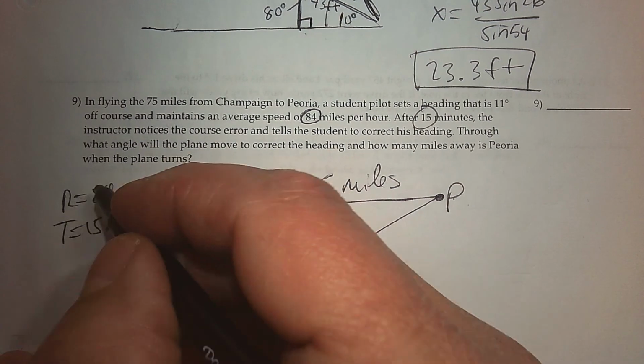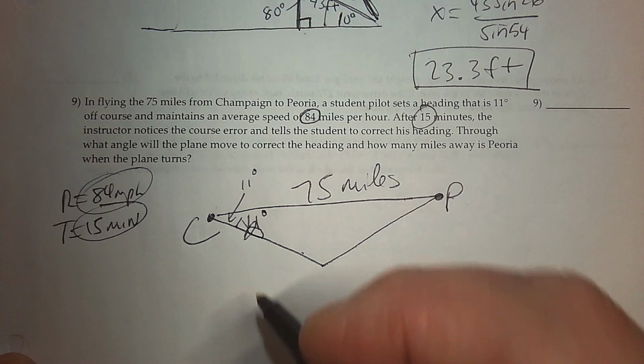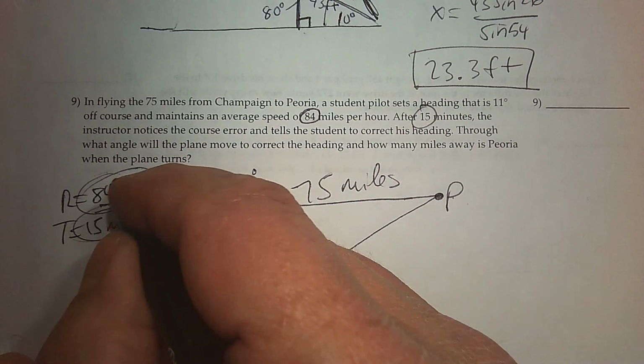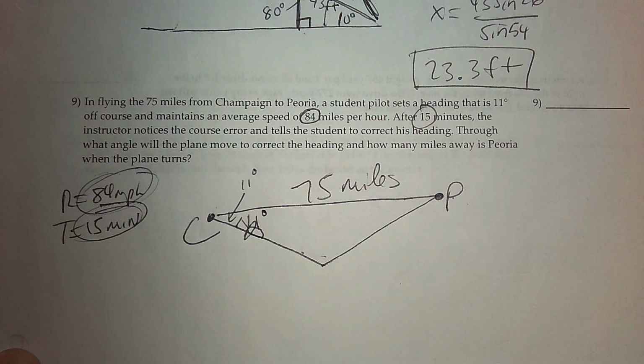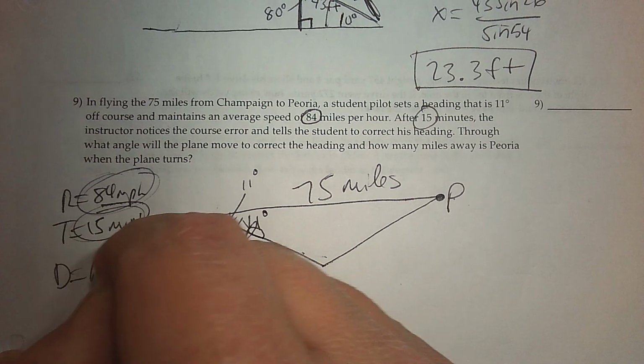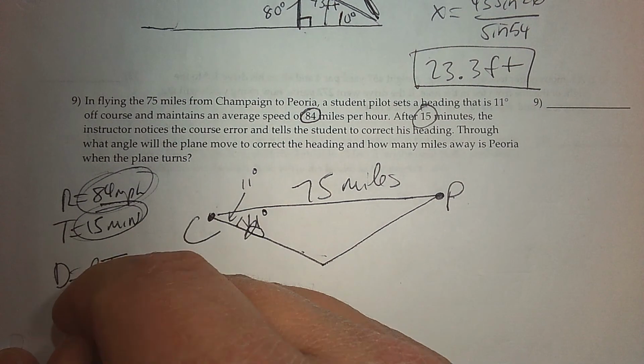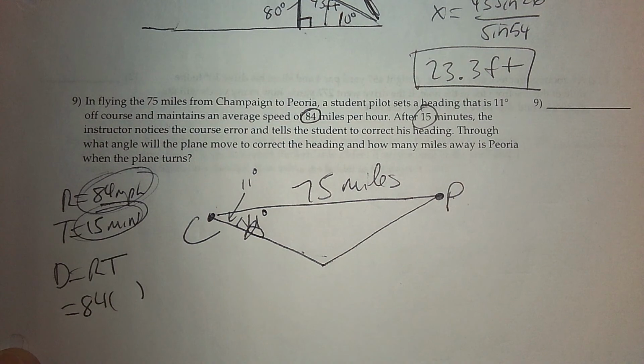So, this was similar to your quiz. I need to find the missing side. The plane went 15 minutes at 84 miles per hour. I need to know that distance. There's a formula to find distance. It's called rate times time. And the speed of the plane is 84 miles per hour.